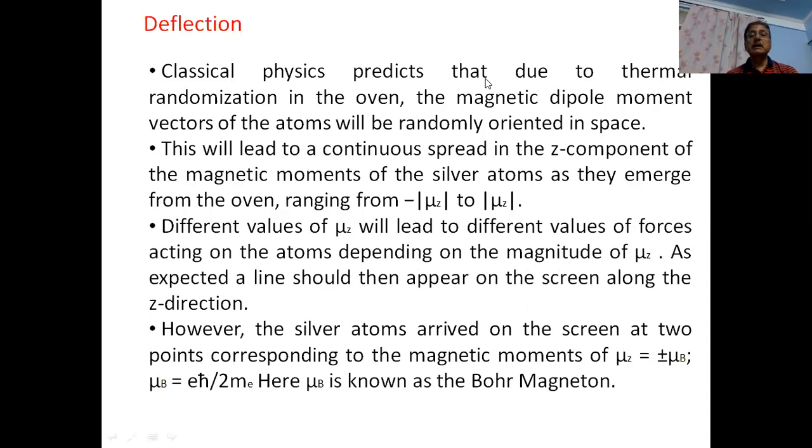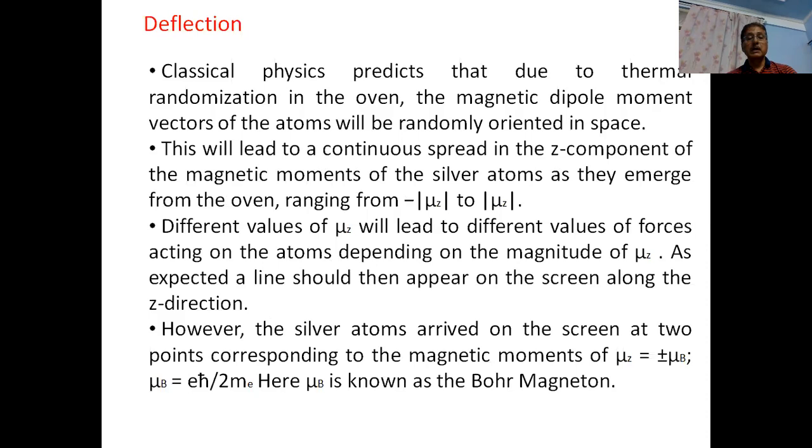Classical physics predicts that due to thermal randomization in the oven, the magnetic dipole moment vector of the atoms will be randomly oriented in space. This will lead to a continuous spread in the Z component of the magnetic moments of the silver atoms as they emerge from the oven, ranging from minus mu Z to plus mu Z. Now, different values of mu Z will lead to different values of forces acting on the atoms depending on the magnitude of mu Z, as we have seen in the formula for Fz. As expected, a line should then appear on the screen along the Z direction.